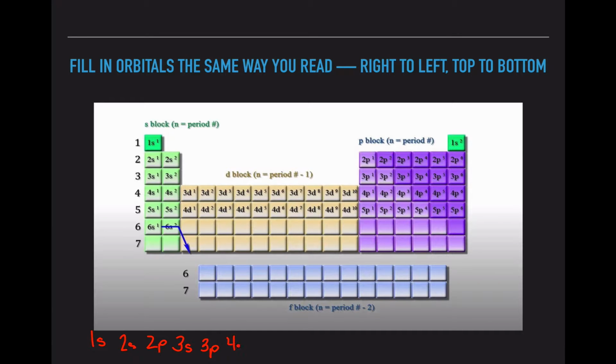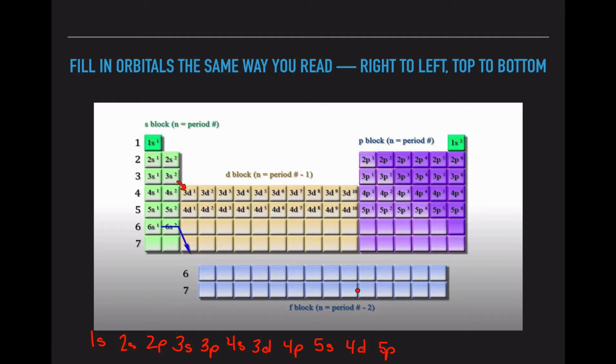And then once we hit the 4th level, we fill the 4s first. So I'm going to write 4s. But remember, this funny jog right in the middle goes back to the 3rd level for this d orbit. So this is the 3d, and then we jump back up to the 4p, and that ends us at the end of this row. We go back to the 5s's because the s level always has to be filled first, the 4d's, and the 5p's, and that's reading straight across here.